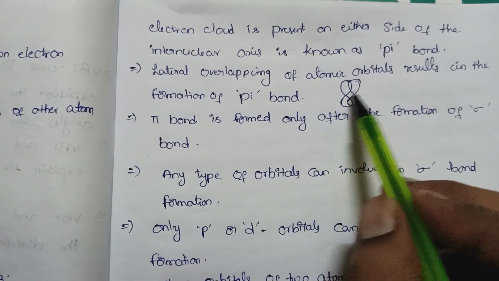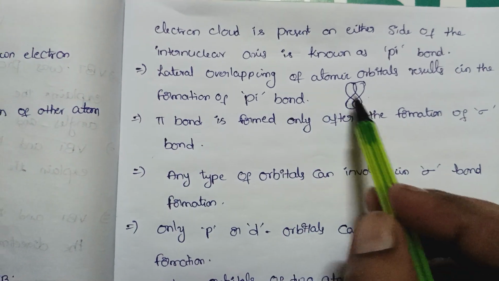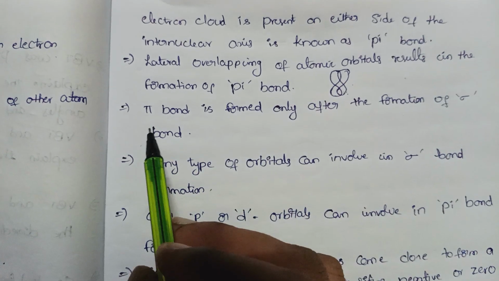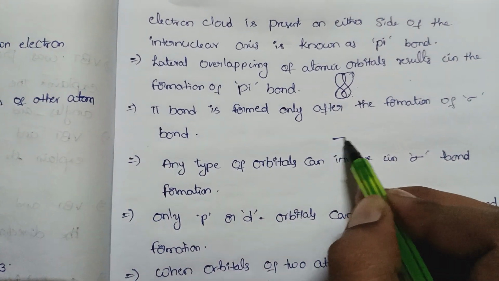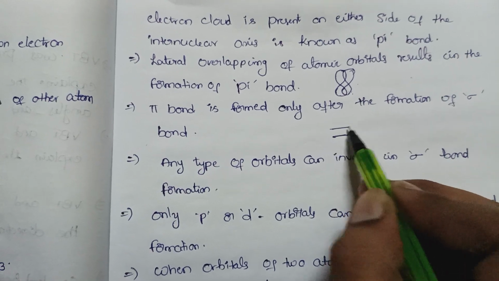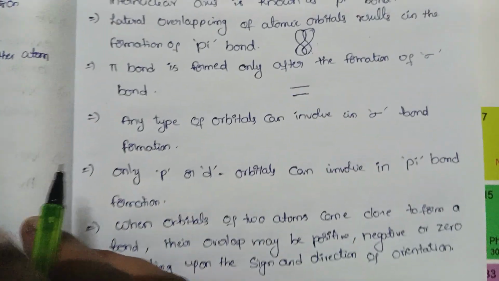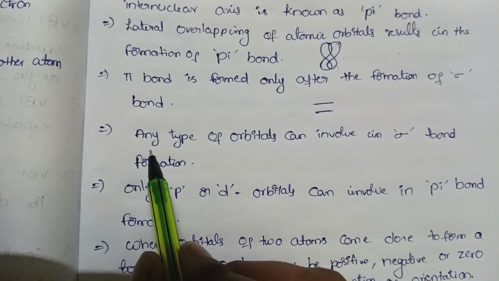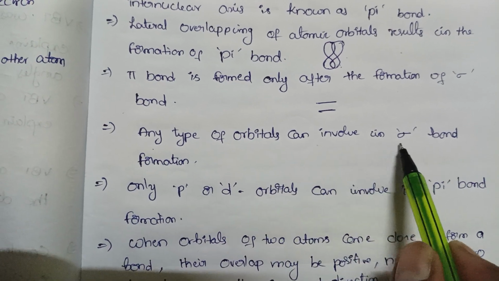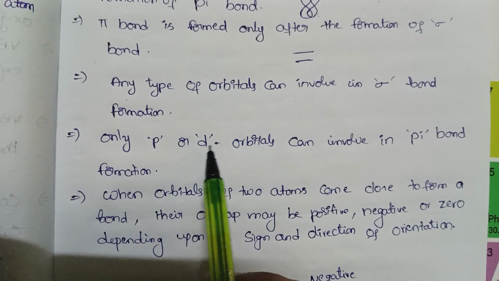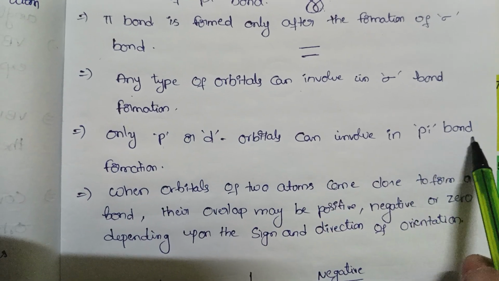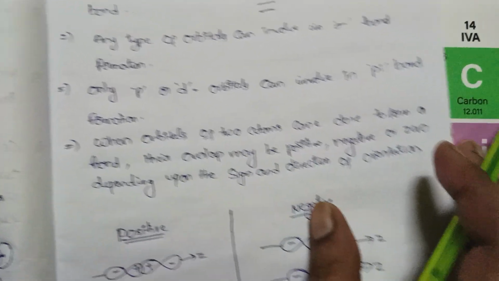Lateral or sidewise overlap forms the pi bond. A pi bond is formed only after the formation of a sigma bond. First the sigma bond is formed, then the pi bond will be formed. Any type of orbitals can be involved in sigma bond formation. Only p and d orbitals can be involved in pi bond formation.